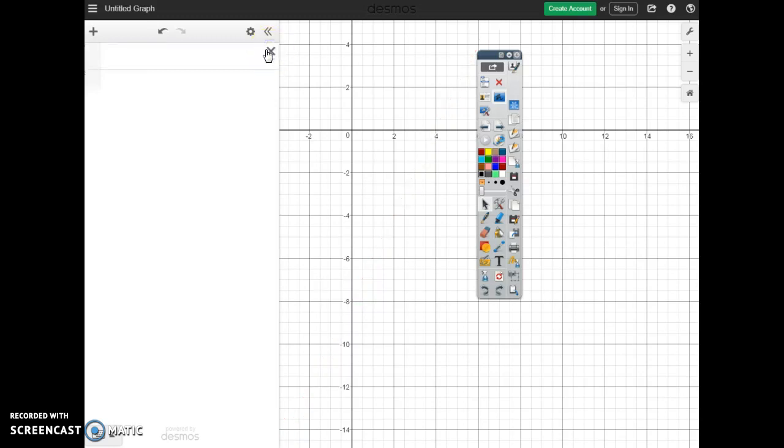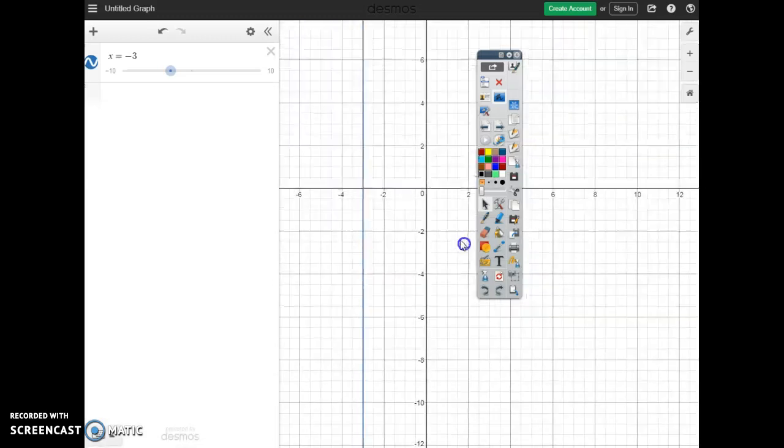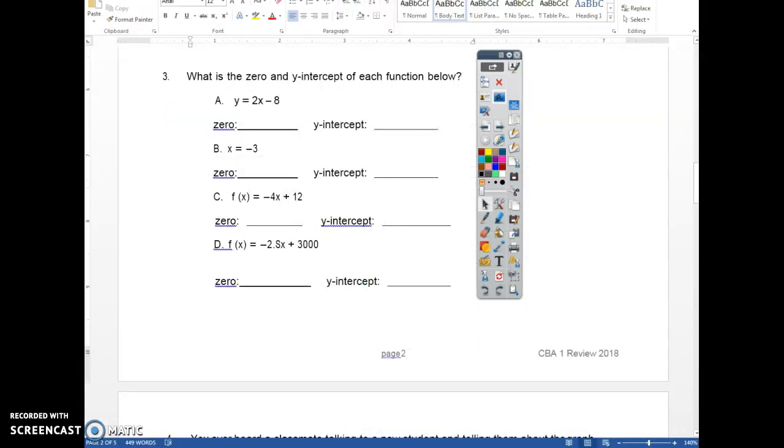Letter B is asking for x equals negative 3. So this one only has an x-intercept. It only has a zero. It does not have a y-intercept. So for the zero I would put negative 3. For the y-intercept I would put none. And you could do negative 3 comma 0 if you want. This one was 4 comma 0. And this one was 0 comma negative 8.